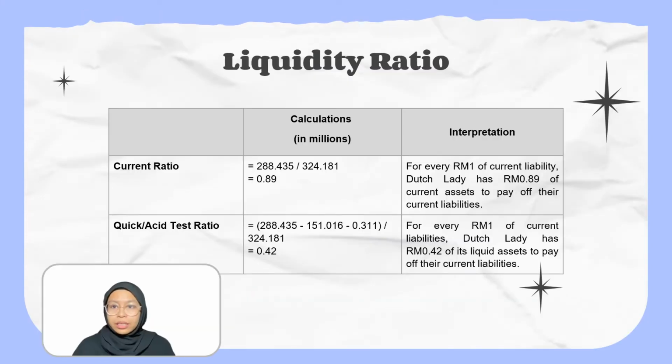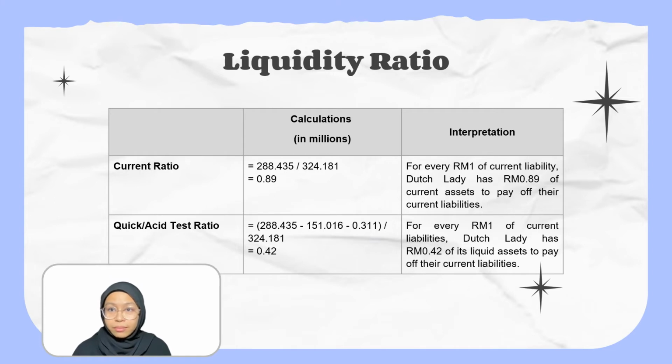Next, as for Dutch Lady Milk Industry Berhad, the current ratio and the quick test ratio that we obtain are RM0.89 and RM0.42. As for the current ratio analysis, for every RM1 of current liability, Dutch Lady has RM0.89 of current assets to pay off its current liabilities. In the meantime, for the quick test ratio, for every RM1 of current liabilities, Dutch Lady has RM0.42 of its liquid assets to pay off its current liabilities.